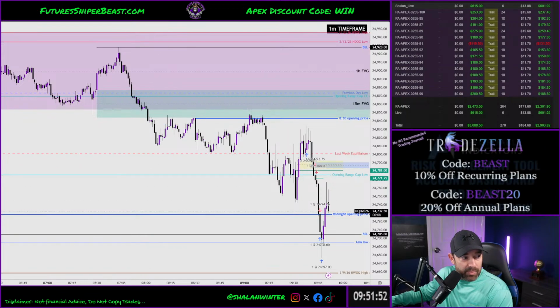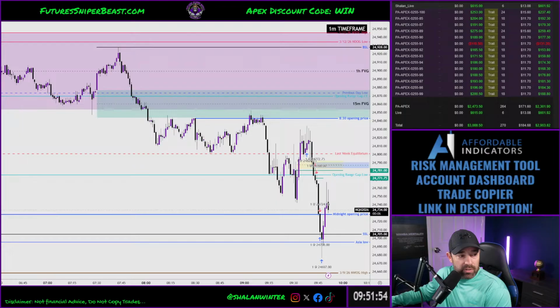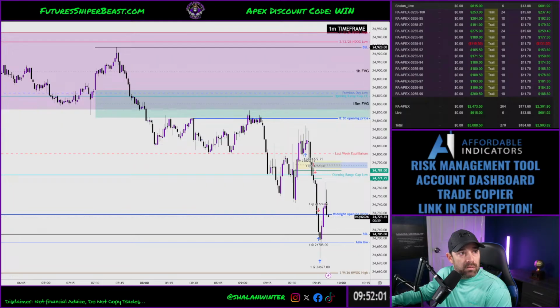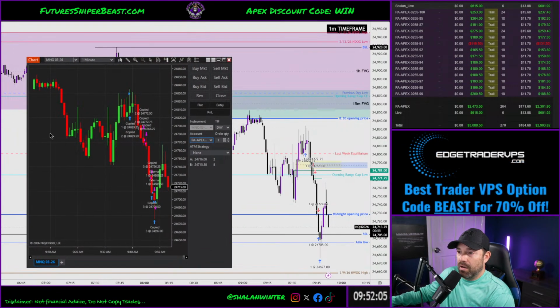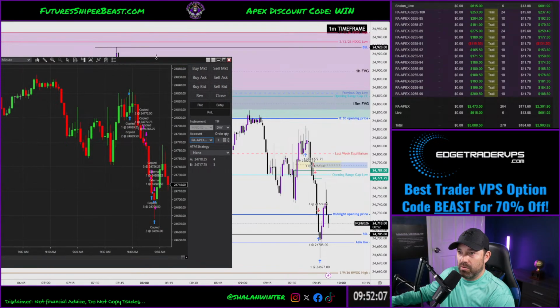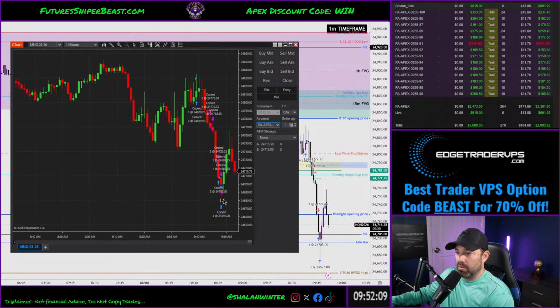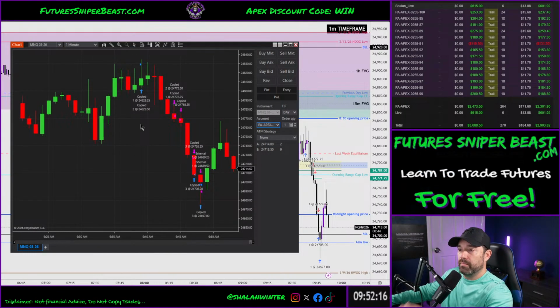So let's see what happened here on this copier, because that's annoying. 91. All right, let's see what happened here on this MNQ. Because that's really annoying. Okay, so this was the first trade. Second trade in at 768.